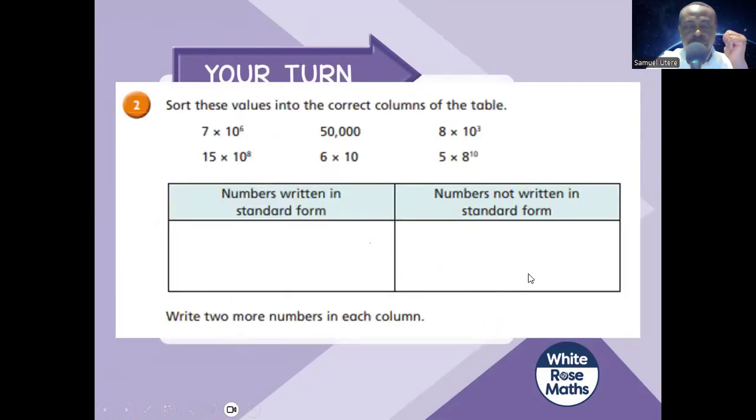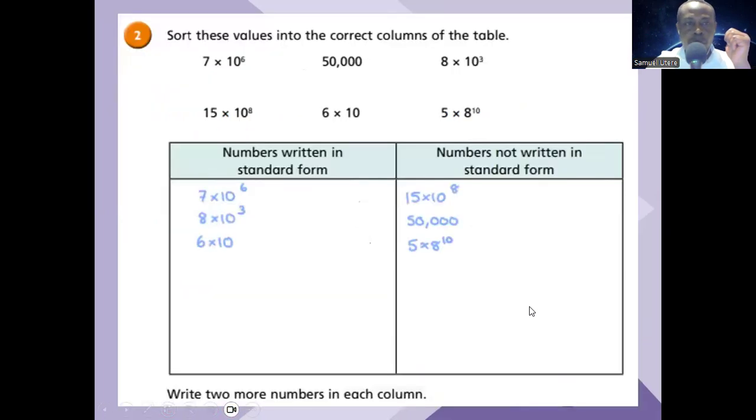Pause the video and answer question 2 in 2 minutes. Assuming you've paused the video and you've answered the question, here are the answers. Let's discuss them.